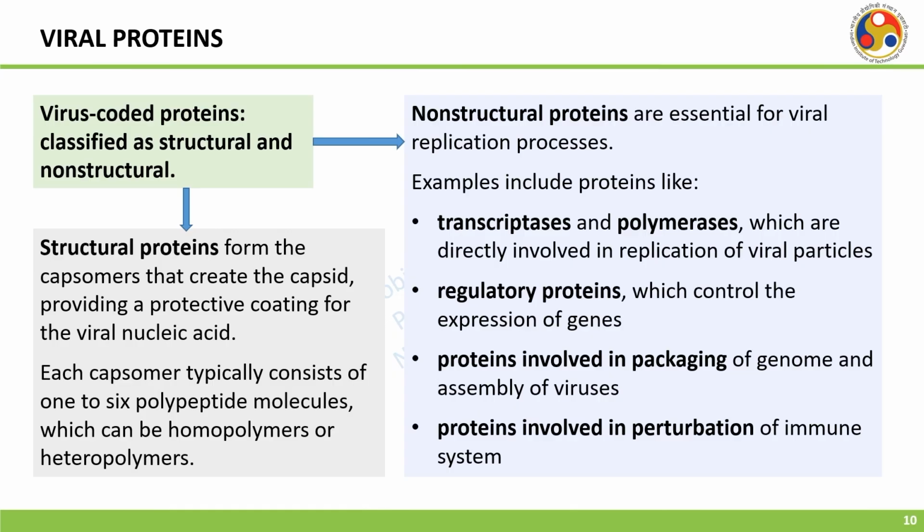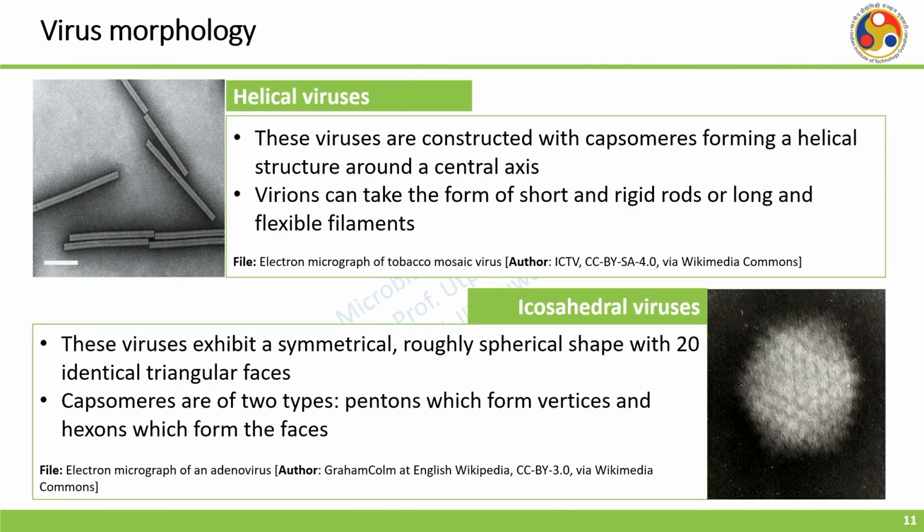The non-structural proteins coded by viruses are essential for viral replication processes. Some examples of these proteins are transcriptases and polymerases, which are directly involved in replication of viral particles. Then there are regulatory proteins which control the expression of genes. Then there are proteins involved in packaging of the genome and assembly of viruses, and proteins involved in perturbation of the immune system.